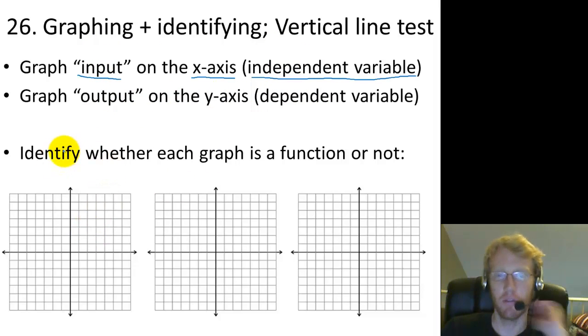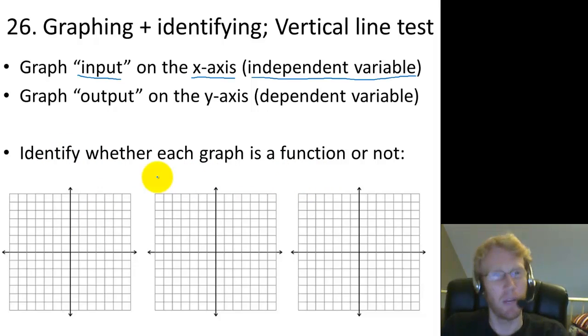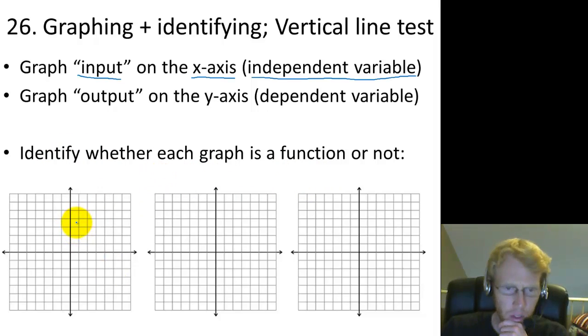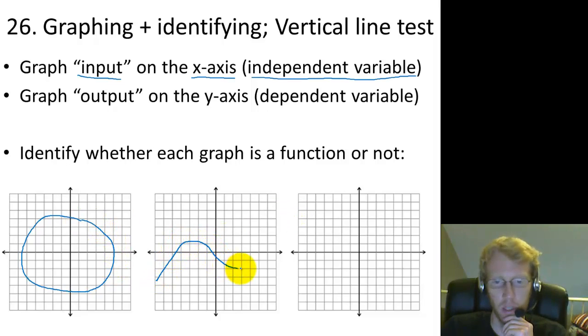So let's make a couple of quick sketches on these three graphs, and then try to identify whether or not they're a function based on that definition of a function. Let's make the first one be a circle. Let's make the next one be a wavy line like that. And let's make this one be a sideways looking curve like that.